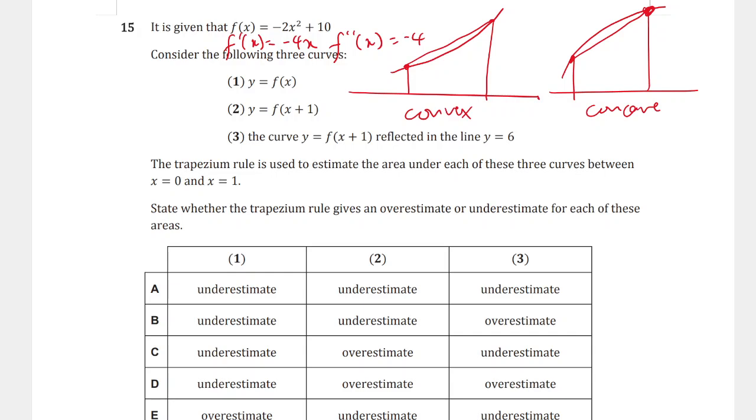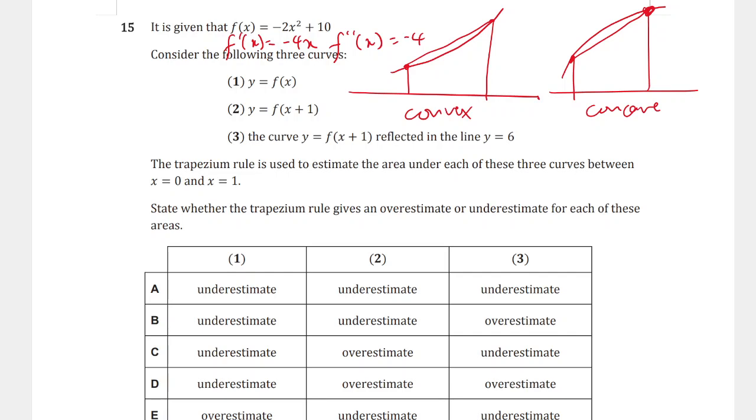Okay, how about the second one? y equals f(x) plus 1. So you basically shifted the graph up by 1. But as I said, the negative quadratic is always concave. So that's why it's also an underestimate, right?